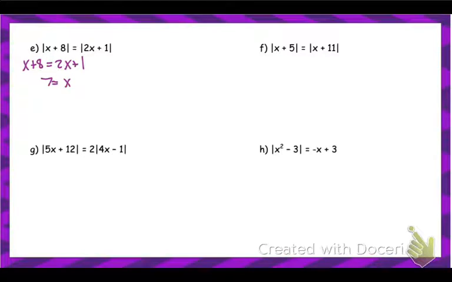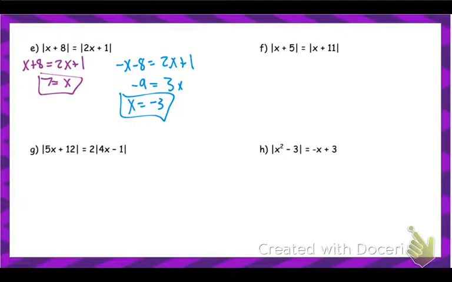I get x equals 7, plug it in, that works. I also want to do the negative version. Now, I don't need to make both of these absolute values negative because that's going to be the same thing as the original. So just make one of them negative. Doesn't matter which one, you're still going to get the same answer. And I get my answer.